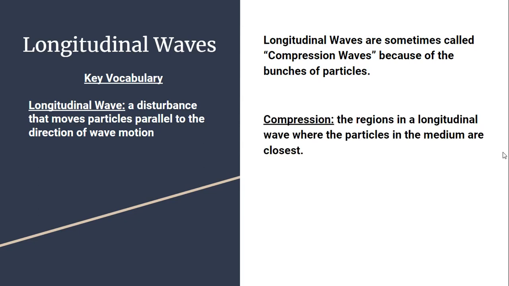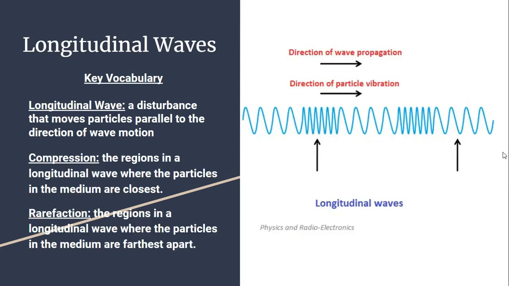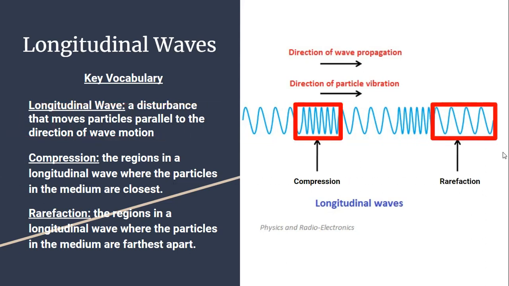A compression is defined as that region in the longitudinal wave where the particles in the medium are closest together. And that rarefaction is the regions in that longitudinal wave where the particles are farthest apart. Make sure you add both of those to your definitions. And here in this example that we looked at of the longitudinal wave, you can see how those areas are bunched together in a compression and how they're more spread out in a rarefaction.